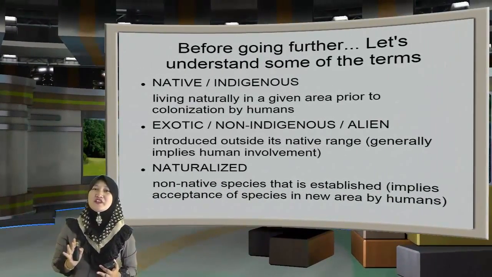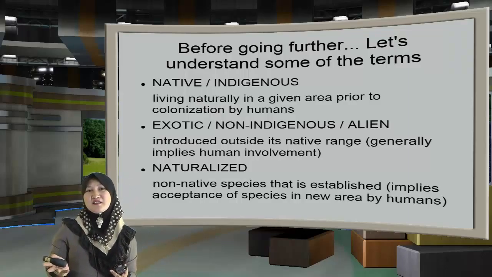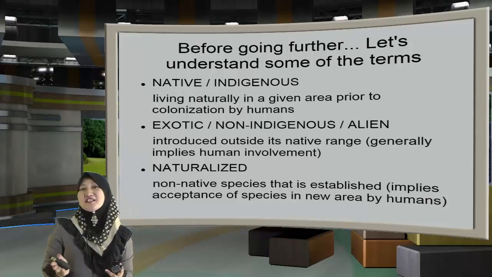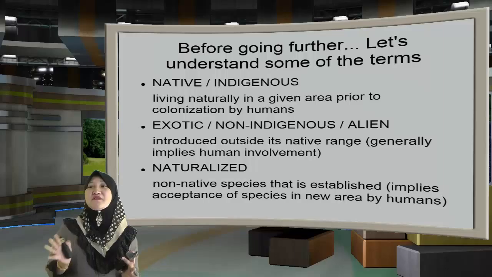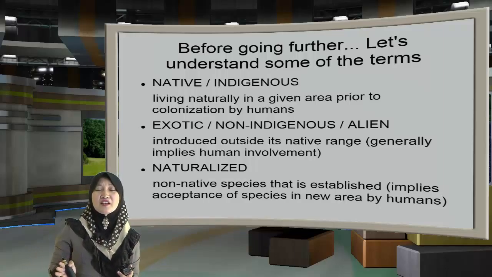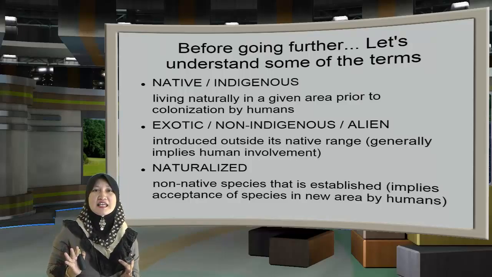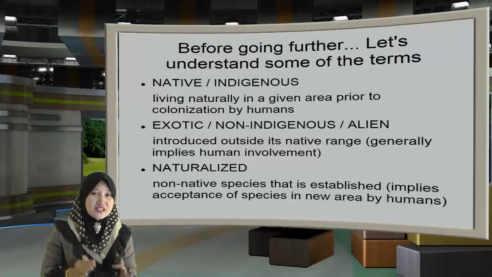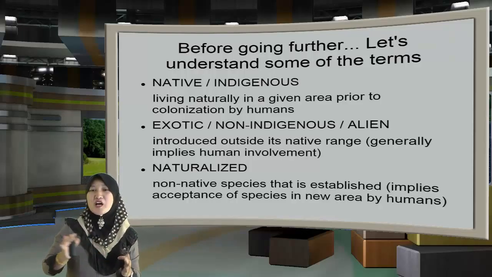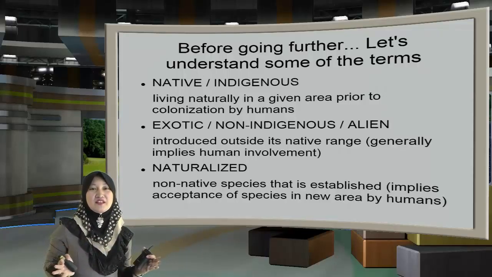But before we go further, let's understand some of the terms. Native or indigenous. What is native or indigenous to you? A native or indigenous species is a species that lives naturally in a given area prior to colonization by humans. Meaning to say, it has actually lived there for hundreds of years. It doesn't move, doesn't go out. It can only be found in that particular area.